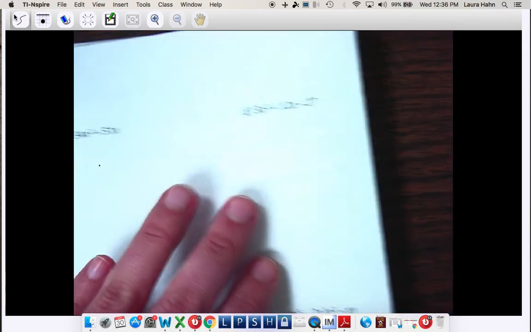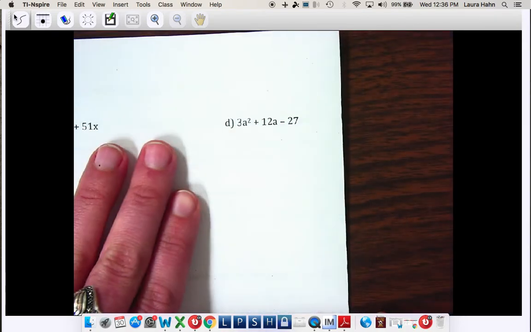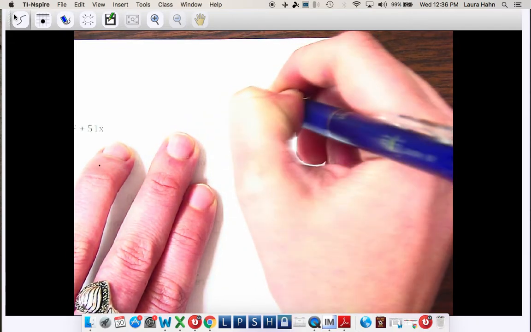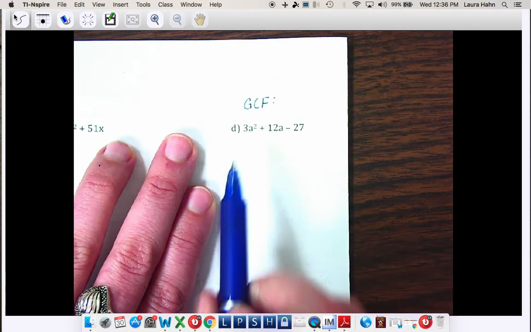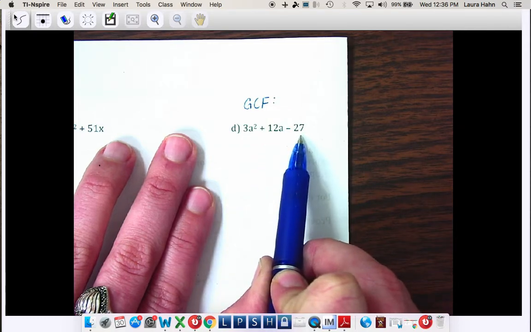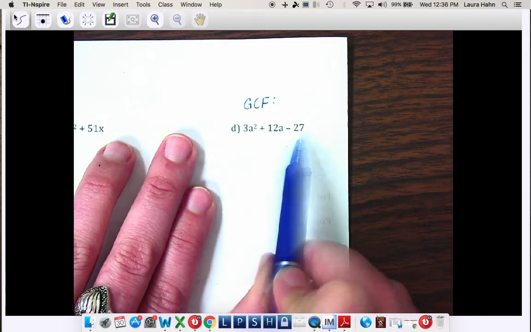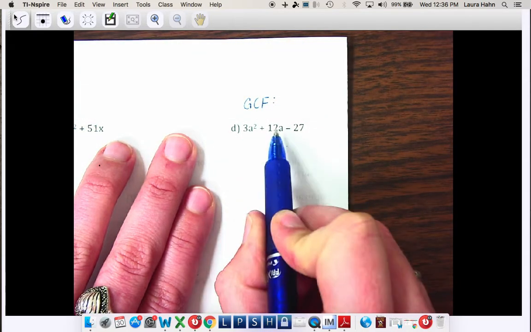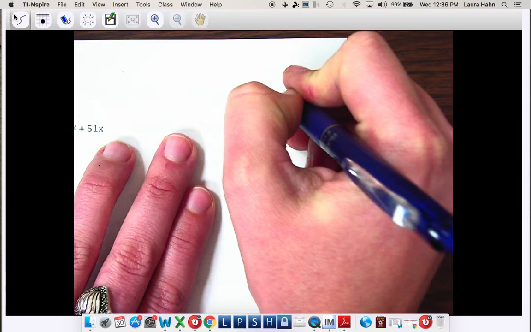Let's do D. Okay, so the first thing we're going to do is find the greatest common factor between 3, 12, and 27. I'm trying to find the biggest number that will go into all three of these numbers. Well, I know the biggest number is 3. 3 goes into 3, goes into 12, and it goes into 27.